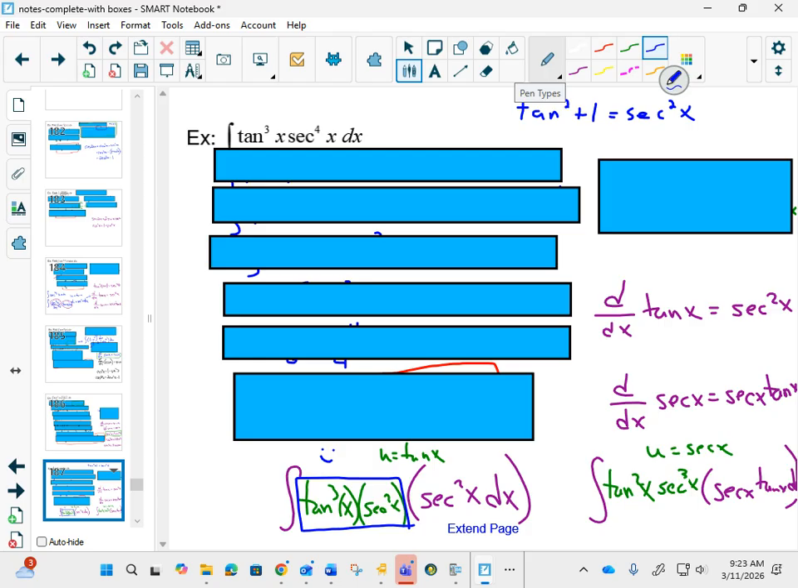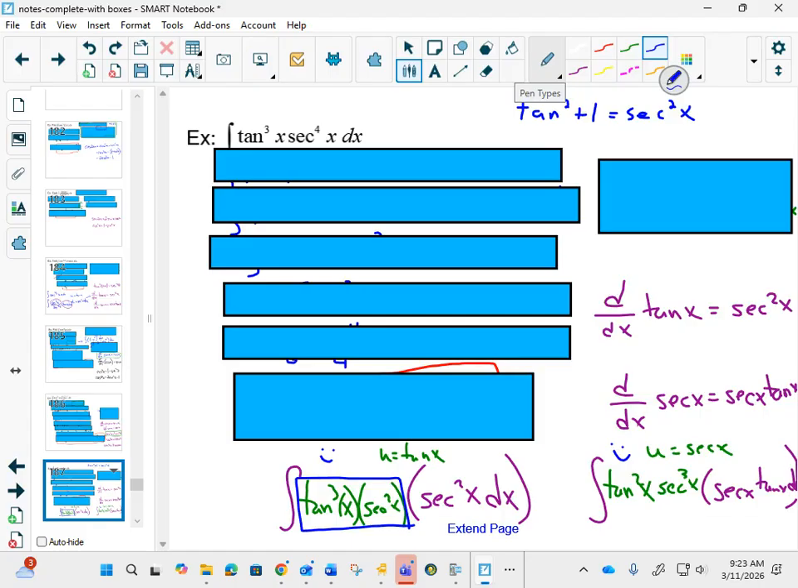If I look at this one, if I make my u secant x, I'd have to change everything here to secant squared. Could I do that? Yes. I could change my tan squared to secant squared x minus 1. They both actually work. All of that thinking, if you just would have randomly chosen one and went with it, they both work.